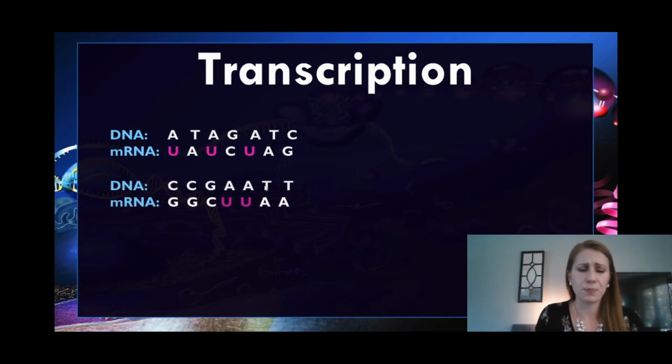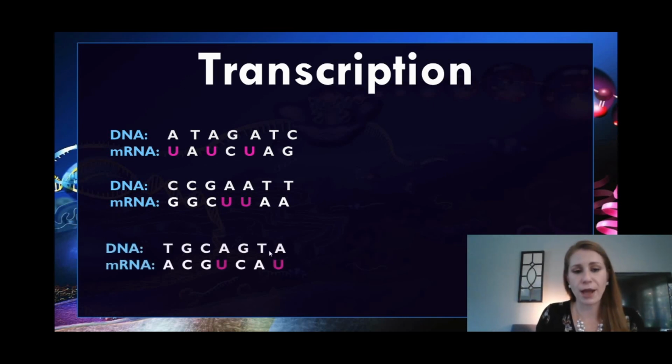Here's another example. If we have C, C, G, A, A, T, T, it will pair up this way. C pairs with G, C pairs with G, G pairs with C, A pairs with U, A pairs with U, and then T's pair with A. This is just something that takes a while to practice. Anytime there should be a T, you want to make sure that it's a U because mRNA cannot have a T. That's a good way to check your work.